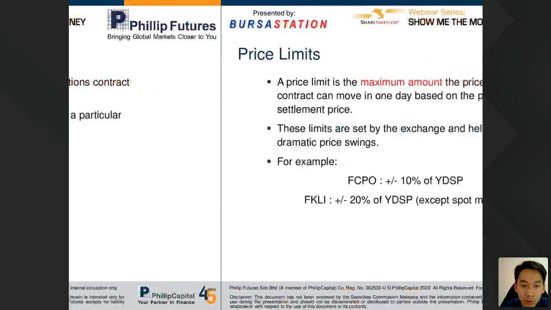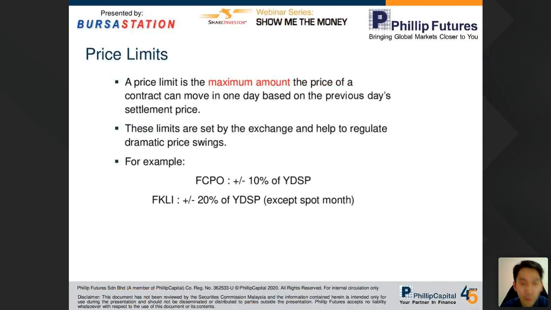So then we have the price limit. For most of you that trade stocks, futures, contracts, or any asset that trades on the exchange, there is always a price limit. So what is the price limit? Price limit is the maximum amount of price fluctuation in a particular day.